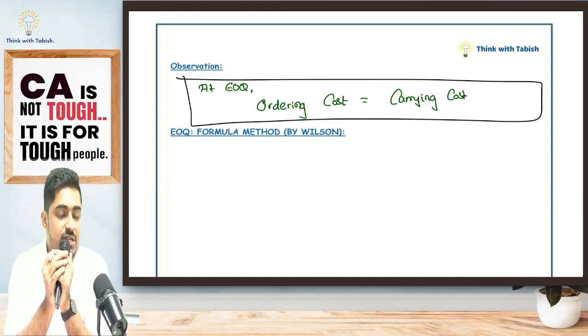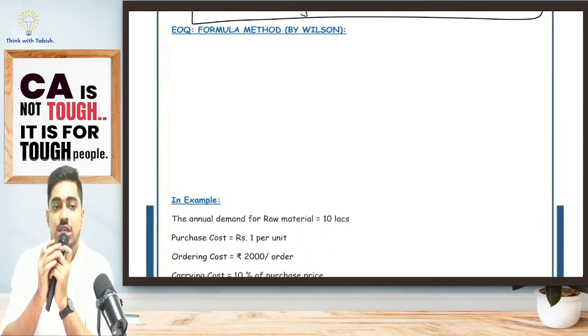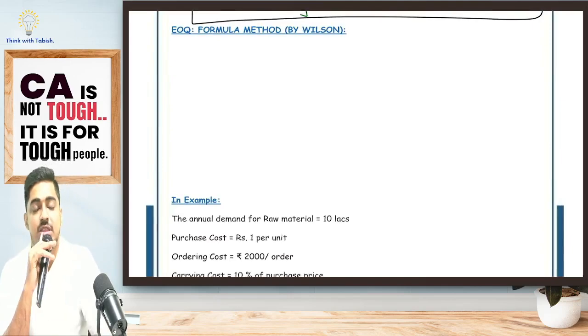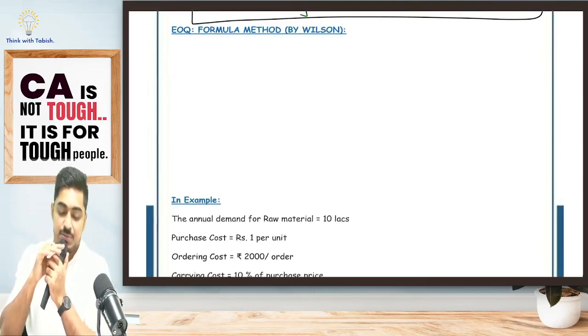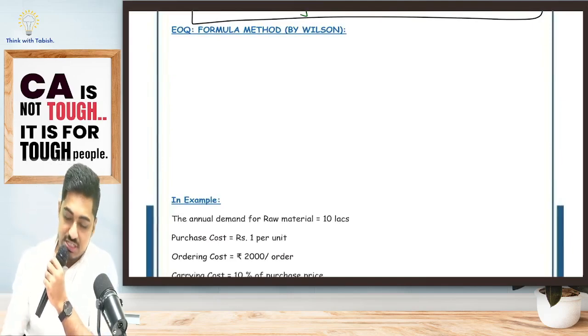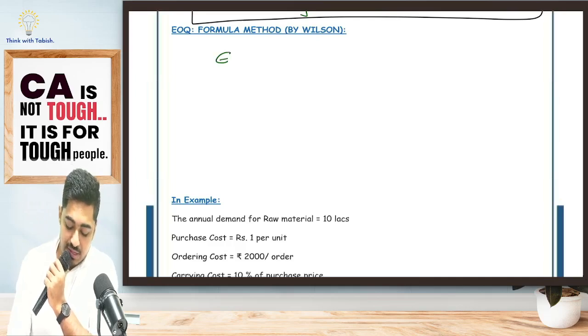Shall we continue our discussion a bit more? Okay. Now, using a graph, we understood. But in the examination, we cannot keep drawing a graph, right? We want a formula. So, what is the formula? Yes, EOQ, the formula method for deriving EOQ. The formula is given by Mr. Wilson, so it's also called Wilson's formula. Write down the formula, everyone.